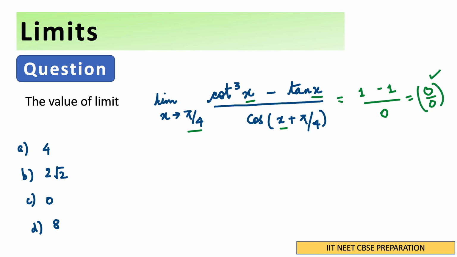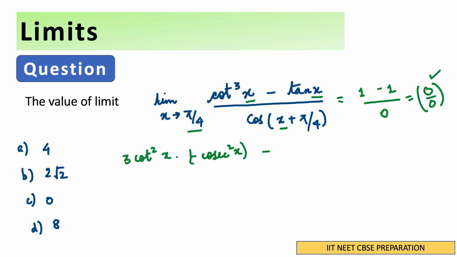So either we can use rationalization or L'Hospital's rule. In this question, let us use L'Hospital's rule, because the powers are a little complicated. We first differentiate the numerator and the denominator with respect to x. Cot cube x becomes 3 cot square x, and the differentiation of cot x is minus cosec square x. So this is going to be minus cosec square x.